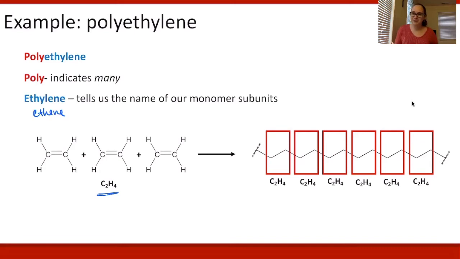So in this particular case, you see the polymer chain, and it's just a carbon-carbon chain with hydrogens off of it. You see how you have C2H4 connected to another C2H4, to another C2H4, to another C2H4, over and over and over.